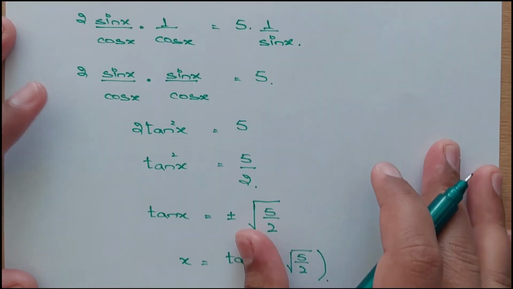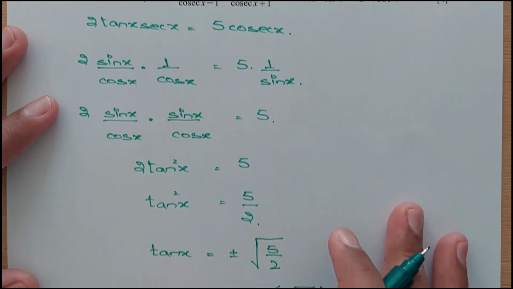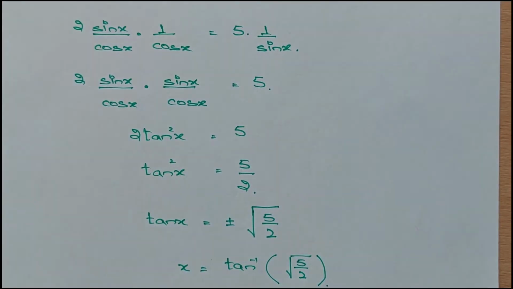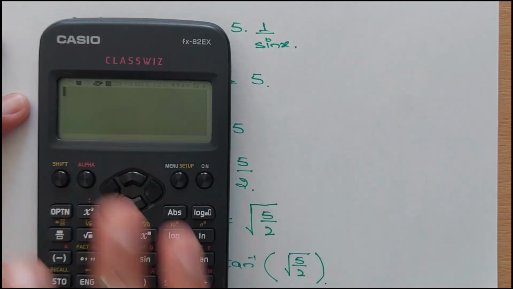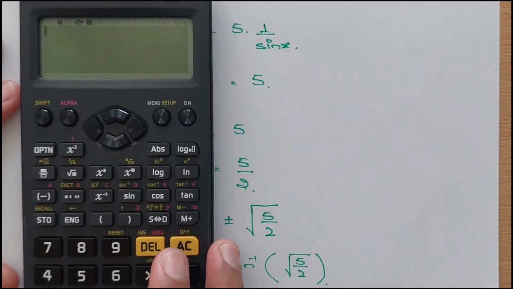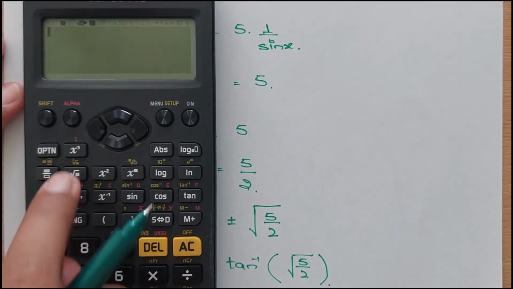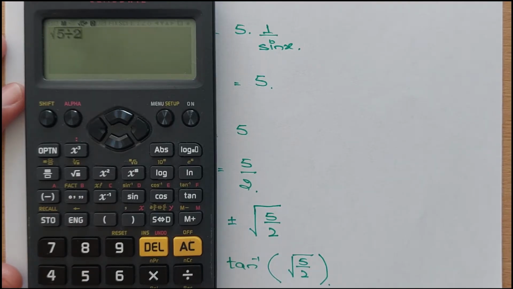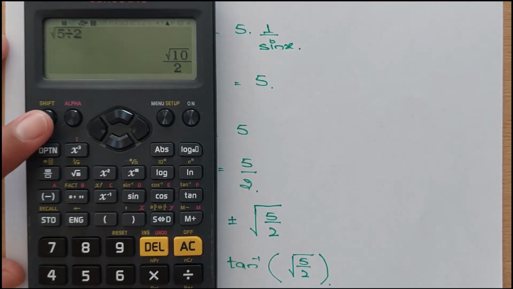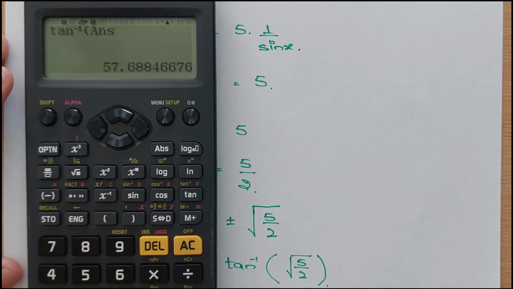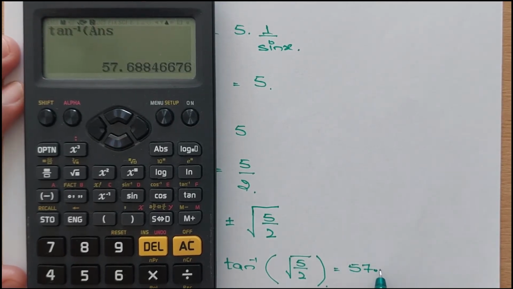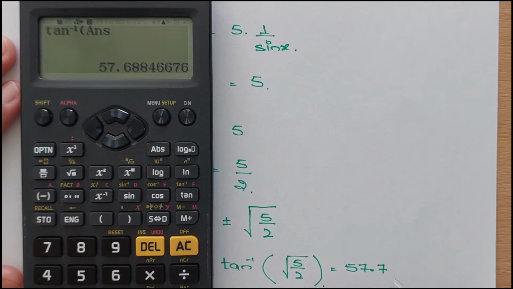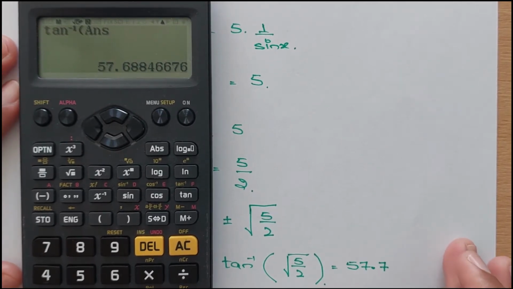And the domain is given in terms of degrees. So you must calculate the value of x in terms of degrees. So let me check. My calculator is already in degrees. So we have square root of 5 divided by 2 is this, okay, and doing tan inverse of the answer, that is equal to 57.68, or we can say 57.7 degrees, right?